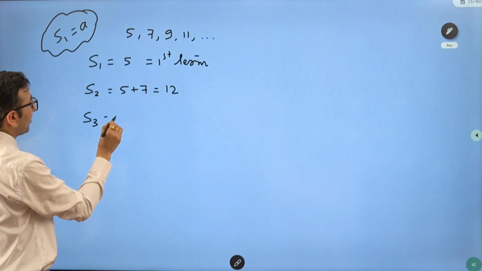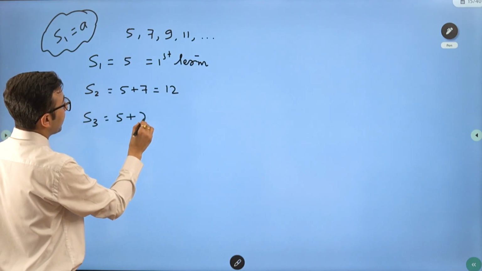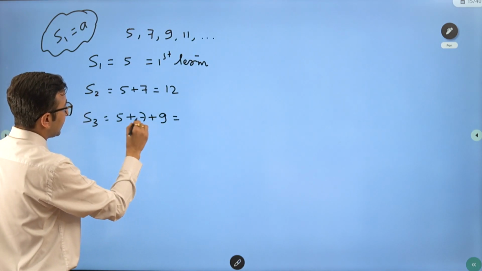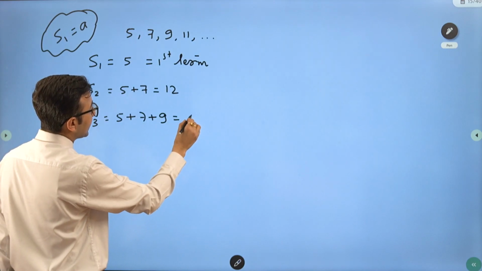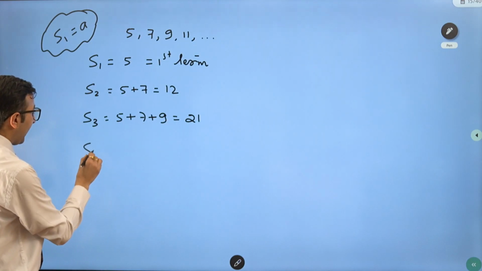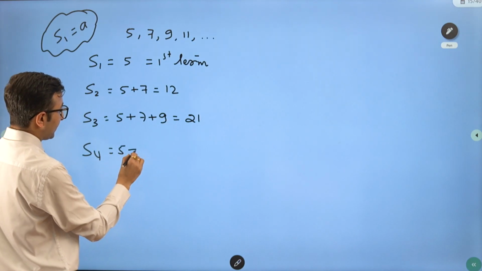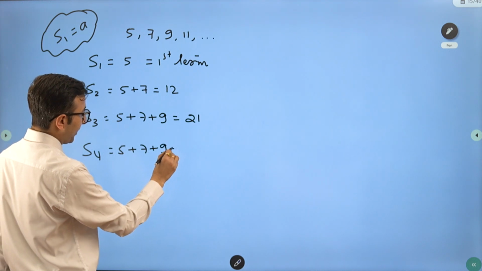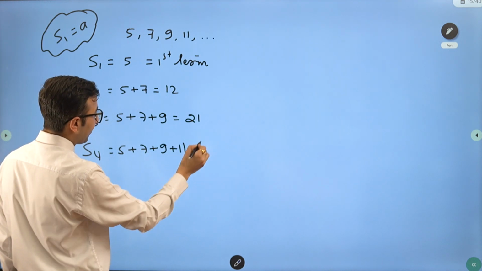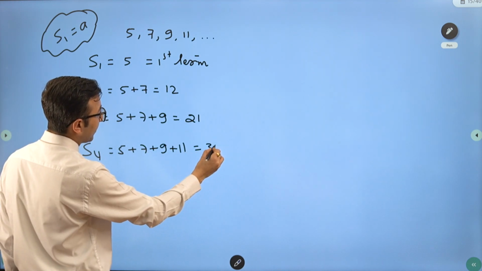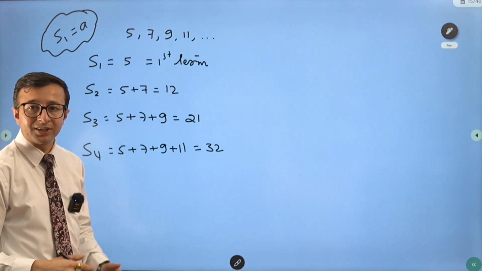S3 means the sum of the first three terms, 5 plus 7 plus 9. 5 plus 7 is 12, plus 9 is 21. Now S4 is 5 plus 7 plus 9 plus 11. 21 plus 11, if you add 11 to it, we will get 32. So these are the sums.